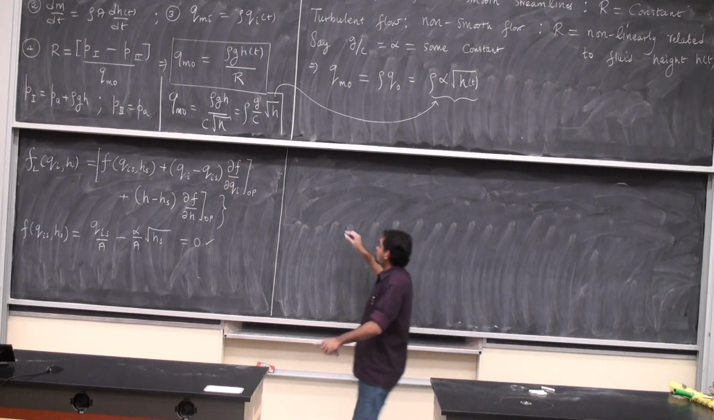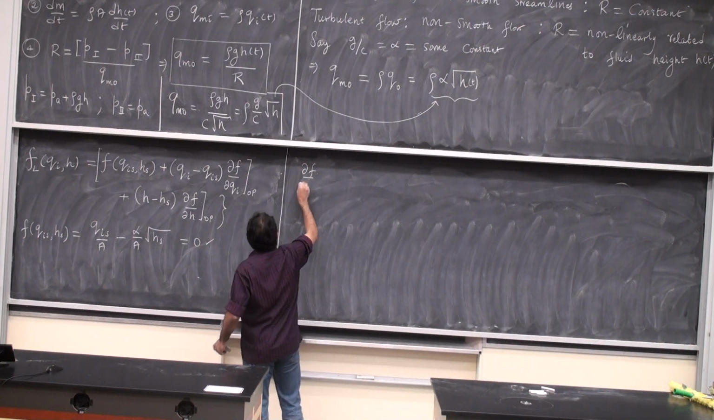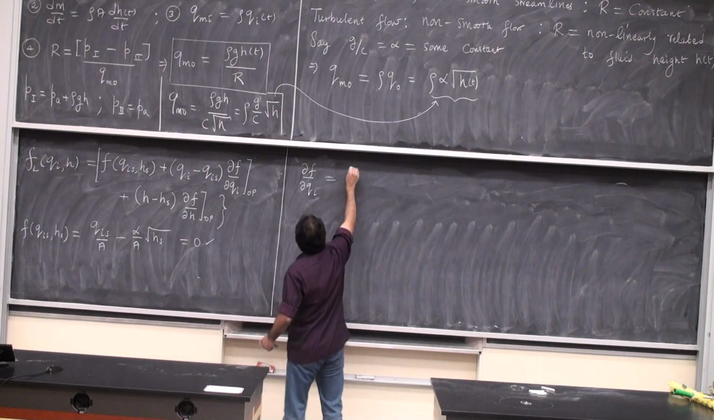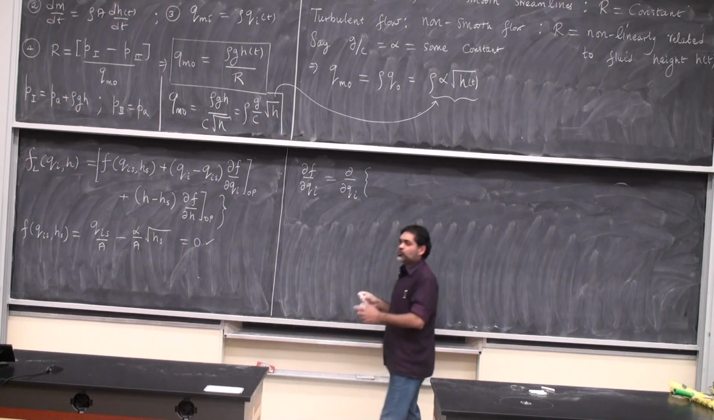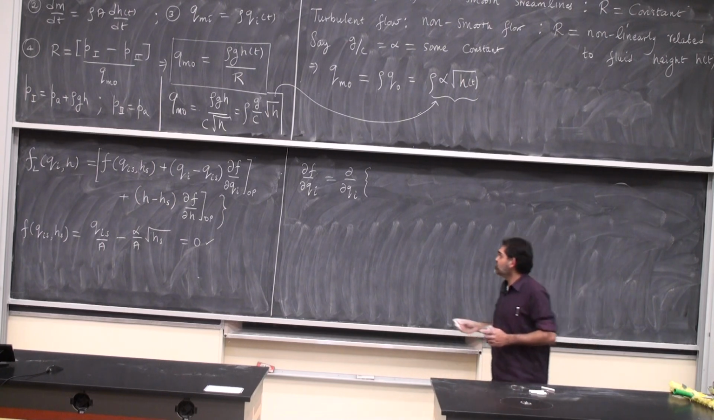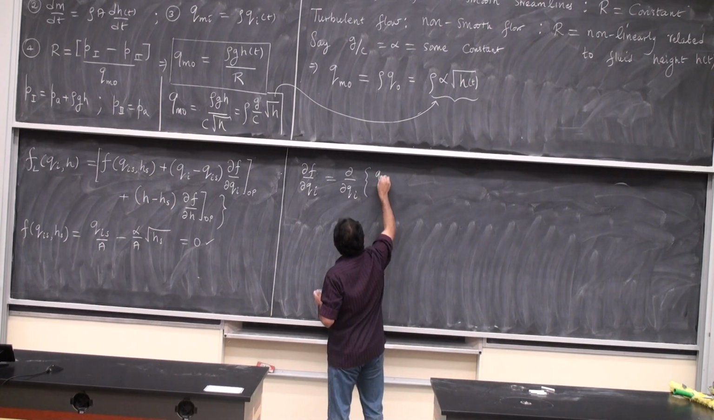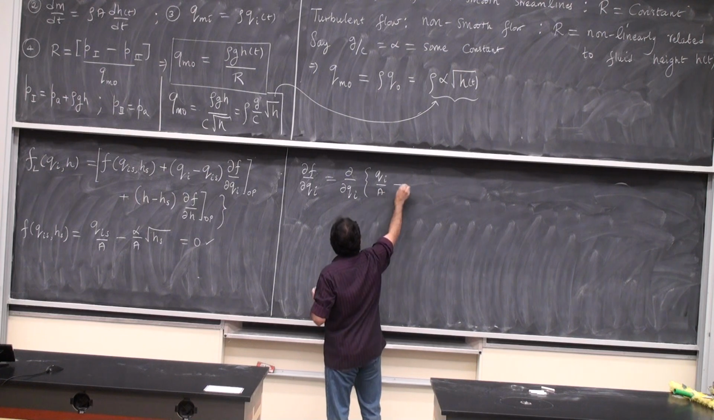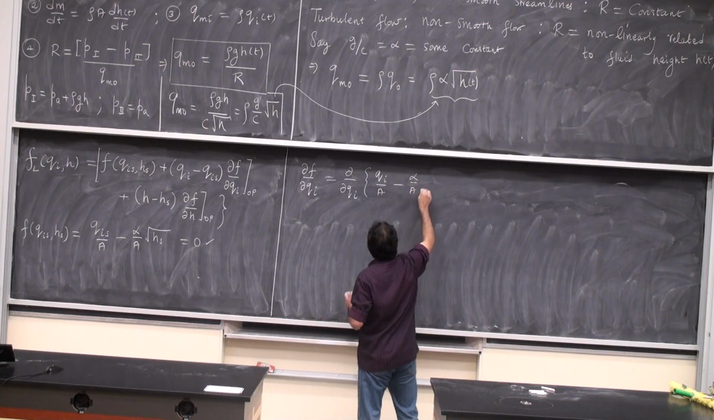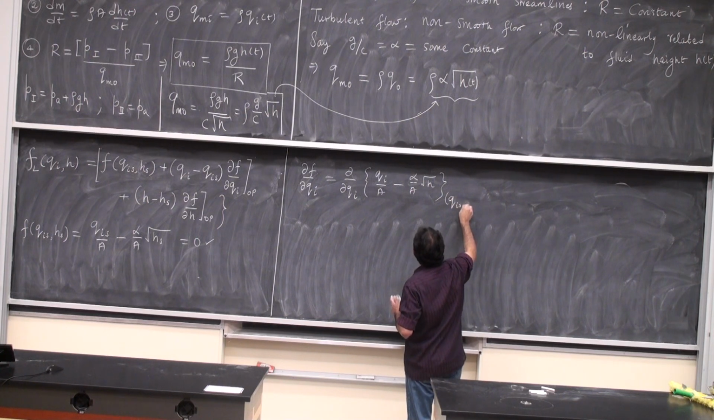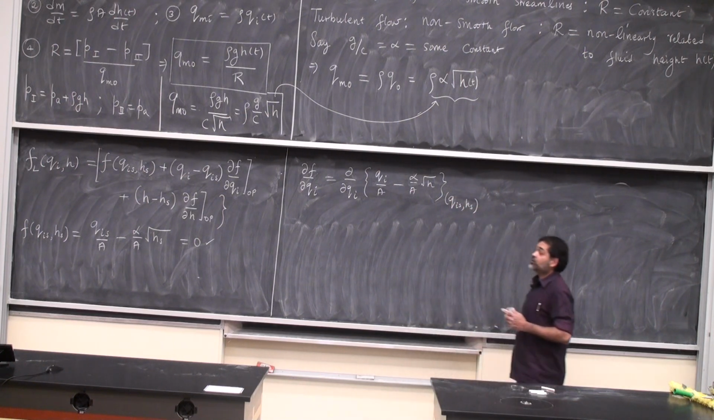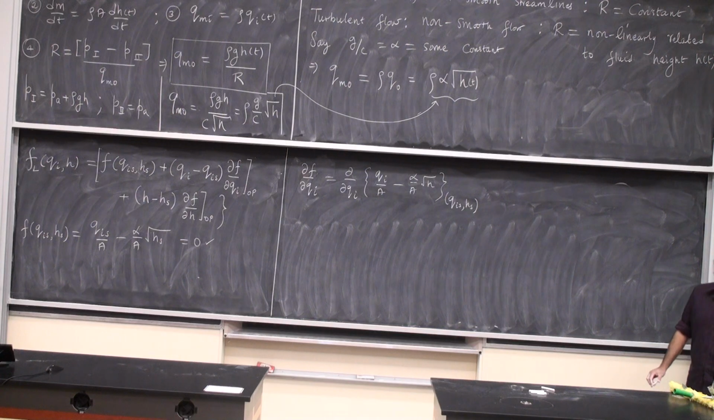So the first derivative, df by dqi, is d by dqi. This is one of the few problems where I'll show you all the steps, okay? And this is the total function evaluated at the operating point, the evaluation done after the differentiation. You do this from basic Taylor series.